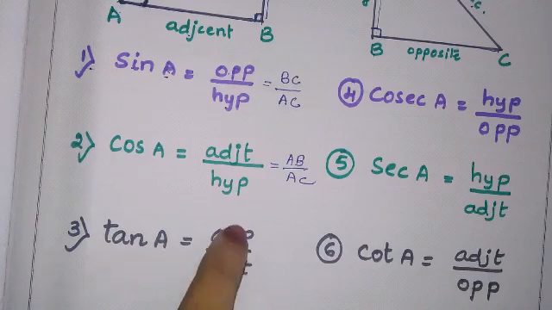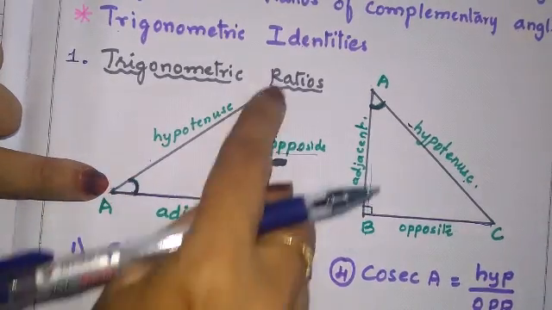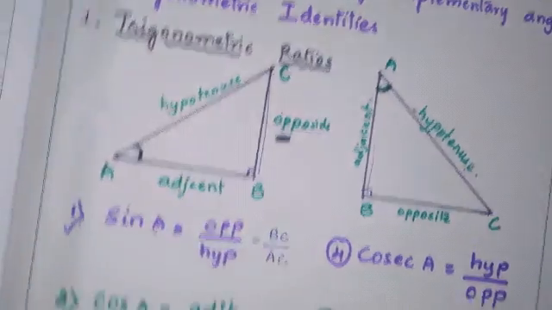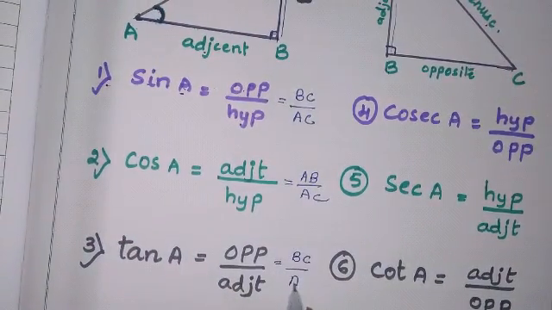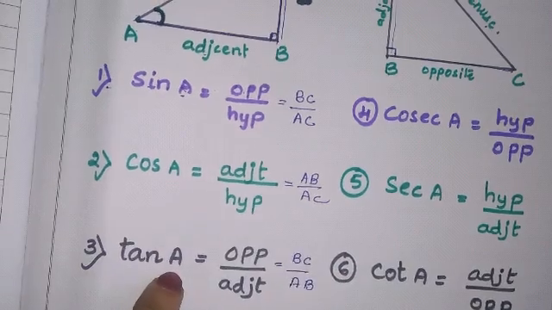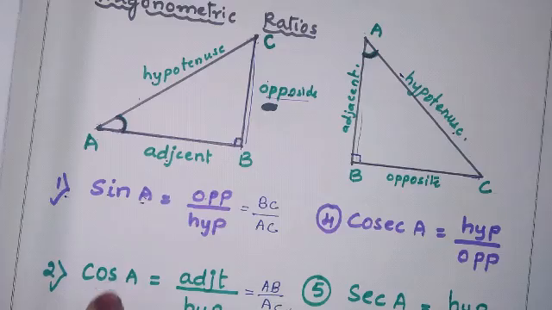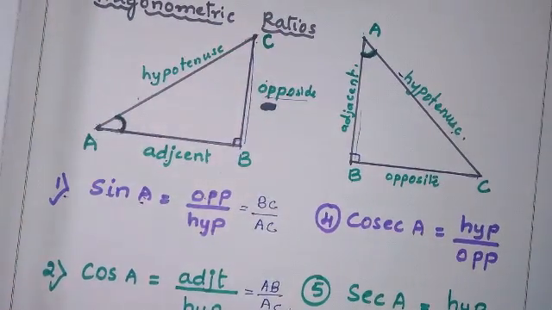Now next, tan A is opposite upon adjacent. Tan is opposite upon adjacent. So tan A will be opposite upon adjacent, BC upon AB. So let me write BC upon AB. This is tan A. Sine is opposite upon hypotenuse, cos adjacent upon hypotenuse, tan opposite upon adjacent.